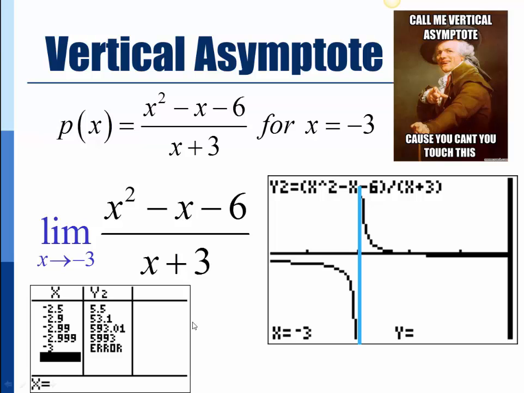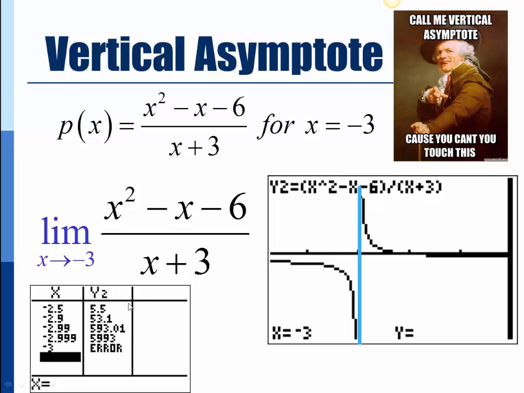Okay, so now how can we see this numerically? What I'm doing here is I plugged the function into the calculator. I'm using my table feature, and then I just started plugging in x values. As you can see, these are x values that are getting closer and closer to -3. At -3, the calculator gives me the error message, which is good because it's supposed to be an error there because of the 0 in the denominator.